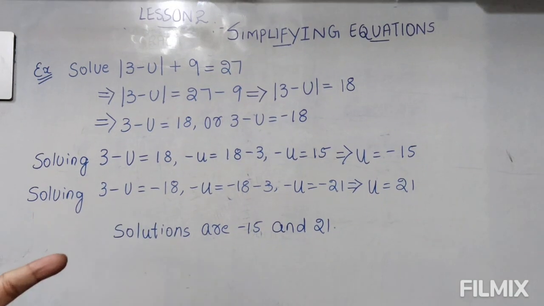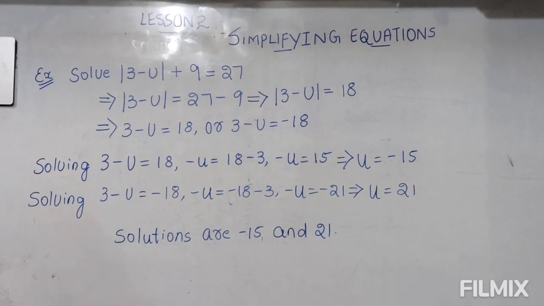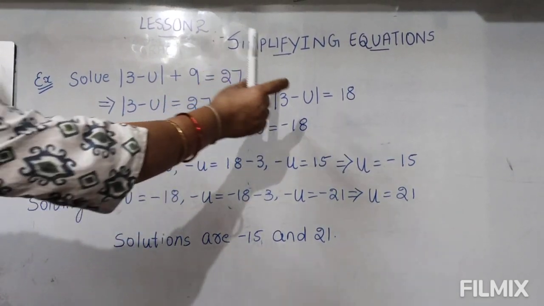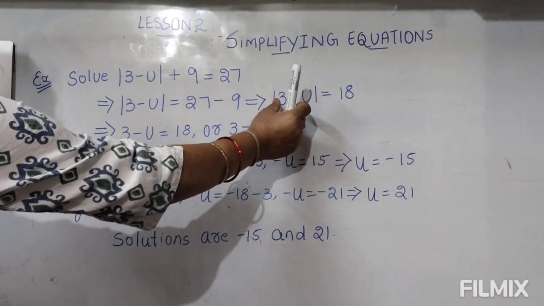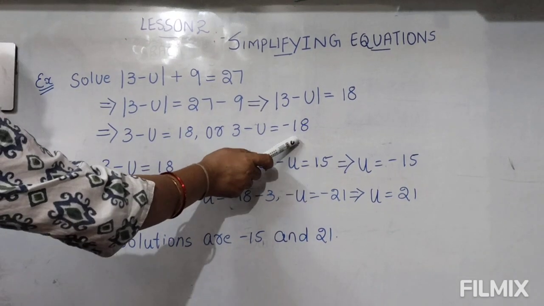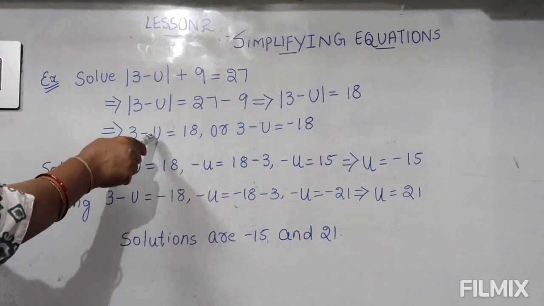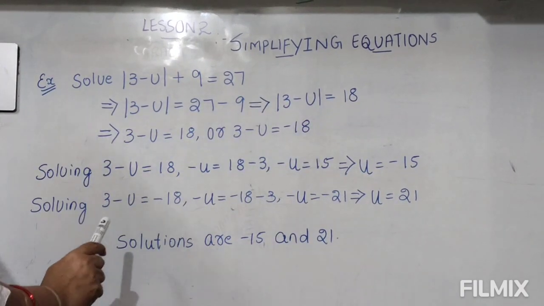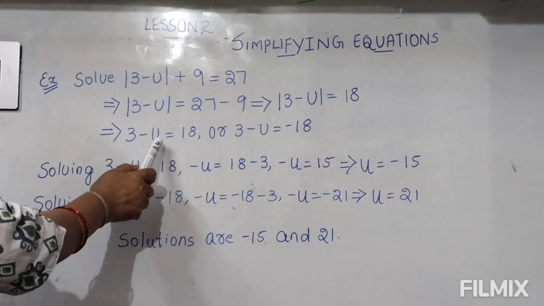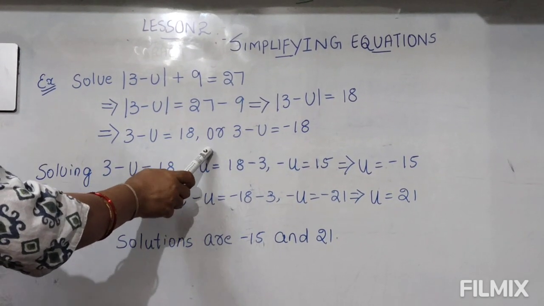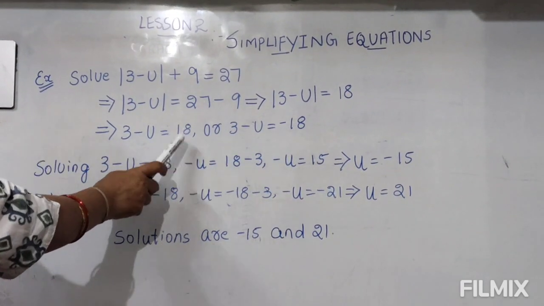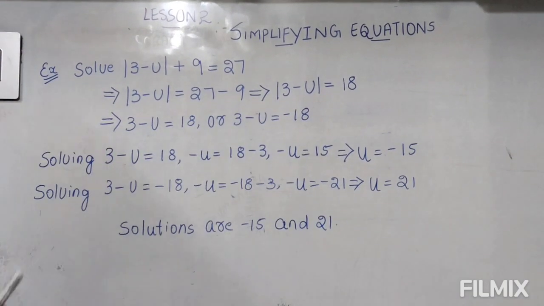will get two values. Let us solve that sum. That is plus 18 and minus 18. In between the bars, it is always positive. If you remove these bars, you have two values, positive and negative. See here, in this step, I have removed the bars. That is, I have removed that absolute value. So, 3 minus u is equal to 18, or 3 minus u is equal to minus 18. That is plus 18 and minus 18.